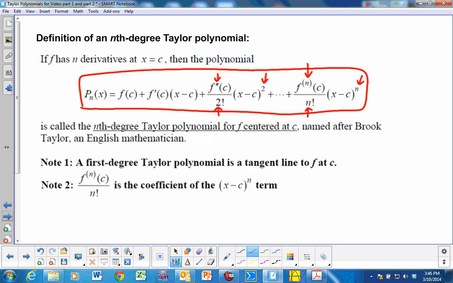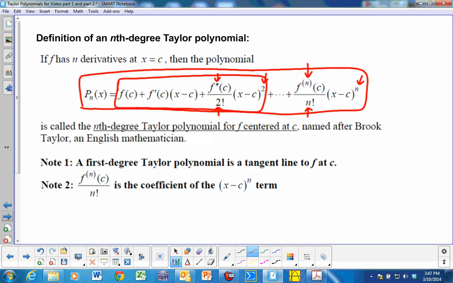We say this one is centered at x equals c, and what that means is that you are guaranteeing that, say we only went this far and we just had the second degree, the original function, the first derivative, and the second derivative all have the same value at c. So that means close to c, this is a really good approximation.